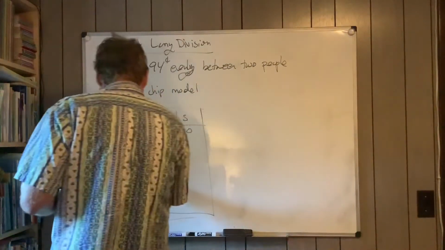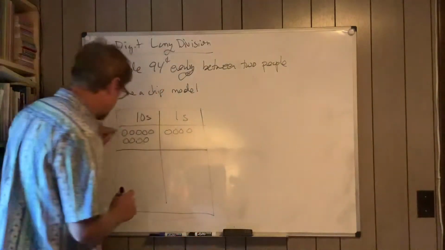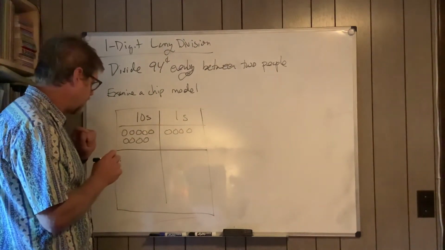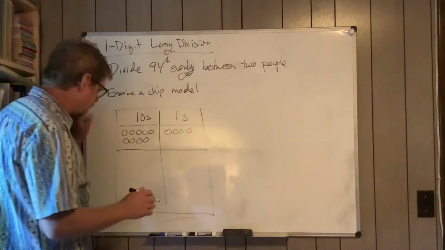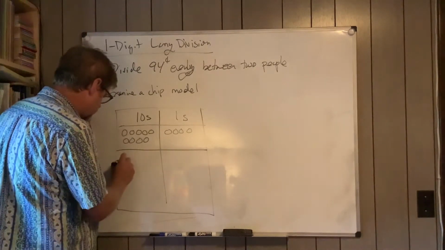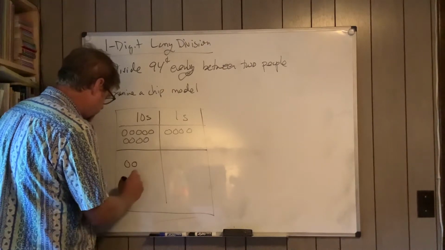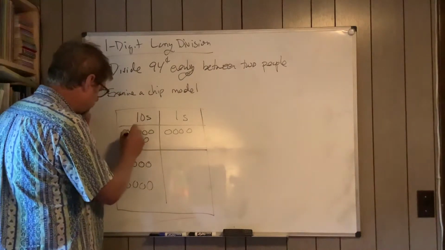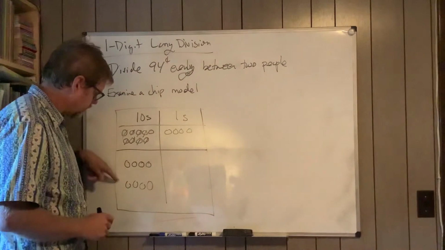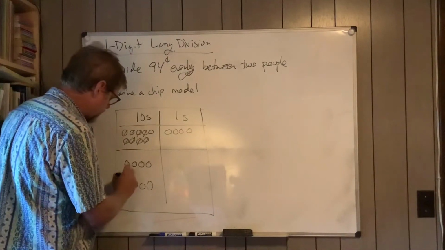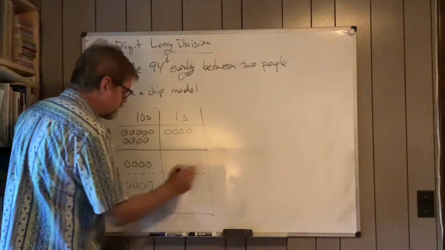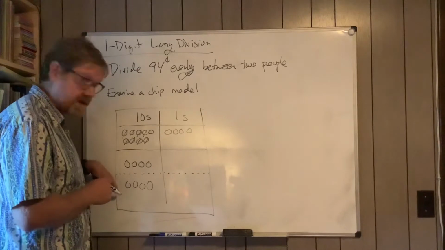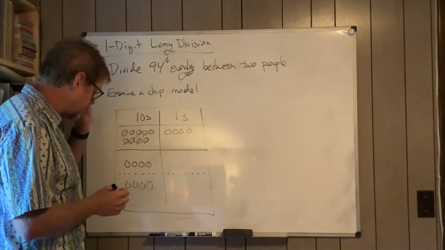Here's what I'm going to do: I'm going to take these coins. Imagine I've got 9 dimes and 4 pennies, and I want to divide them into 2 piles. So I'm going to go 1, 2, 3, 4, 5, 6, 7, 8. So I just divided them into 2 piles. Notice I've crossed them out, and all I've done is move them down. Hopefully that's fairly clear.